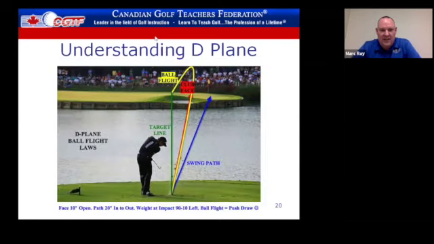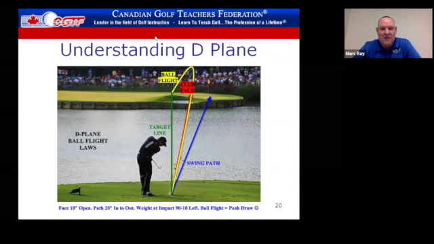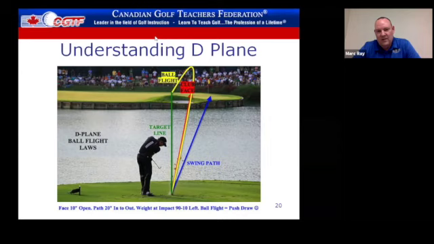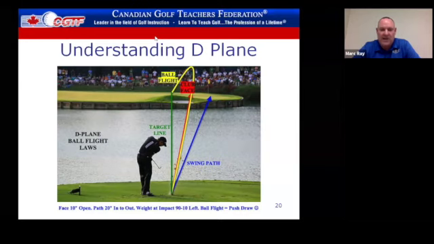So here's another D-plane, and this is where it gets all confusing. Just like the diagrams I was showing you, the face is 10 degrees open, but open to what? Open to the target line. The path is 20 degrees in to out, relative to the target line. So if we go backwards, the face is actually 10 degrees closed relative to the path.